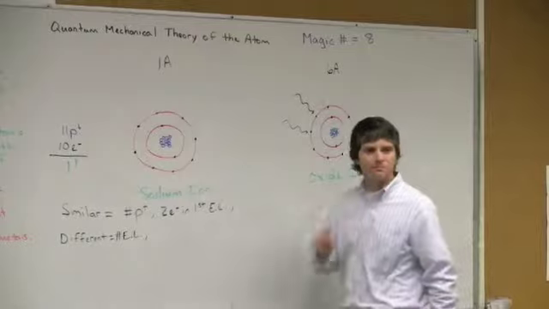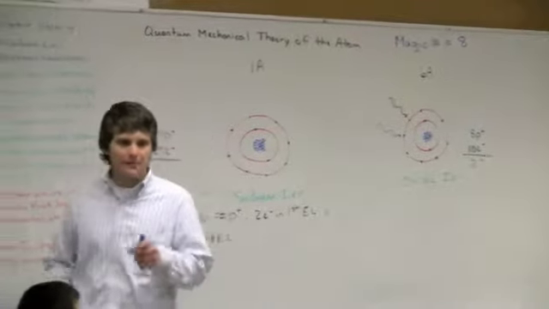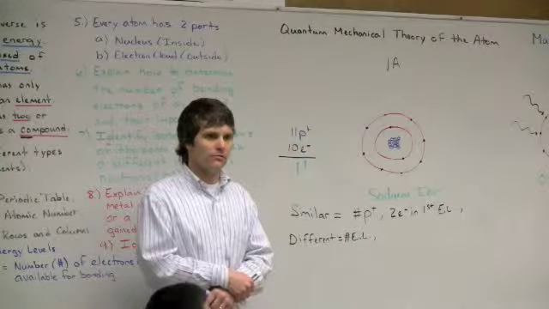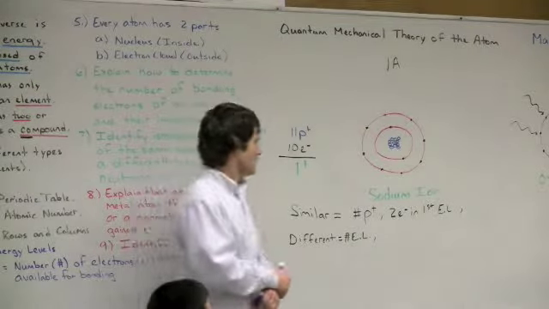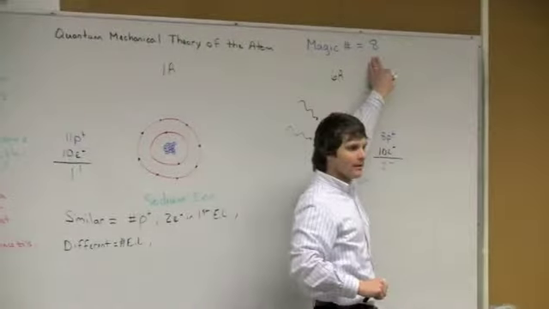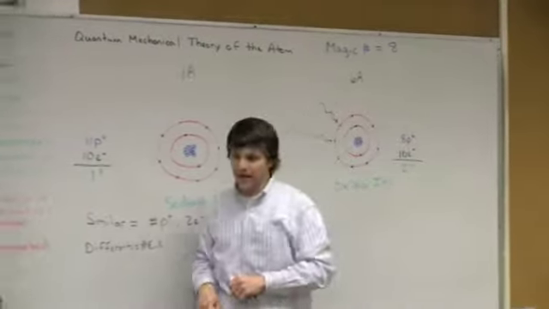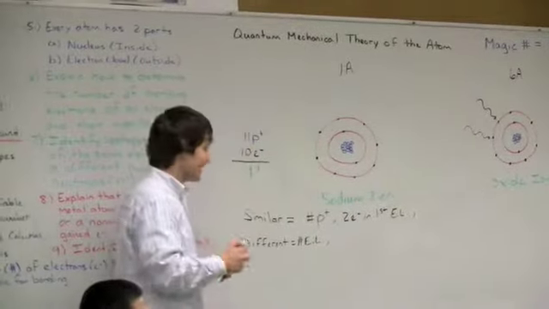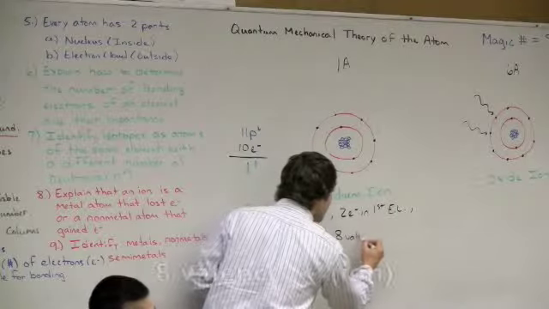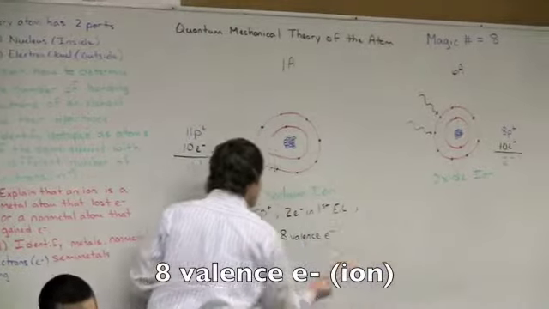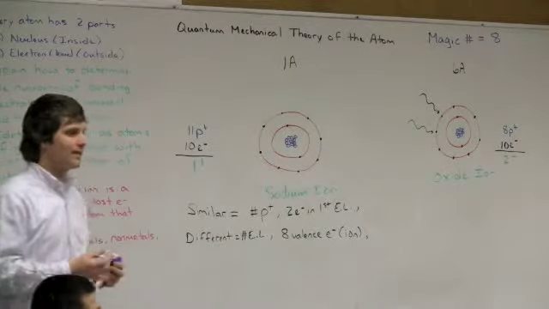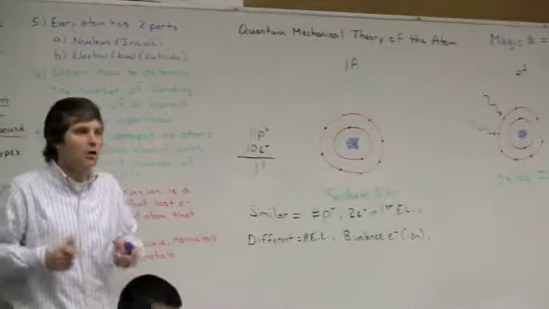What would be the very most important thing that you could tell somebody that's different about the sodium atom versus the sodium ion? There's more electrons in the last. Not only more valence electrons, but specifically 8, the magic number of 8. Instead of having 1 on the outside, it's got 8. So I would put 8 valence electrons, and then in parentheses put ion. I think that's the easiest way to write that. 8 valence electrons. That's the most important thing.